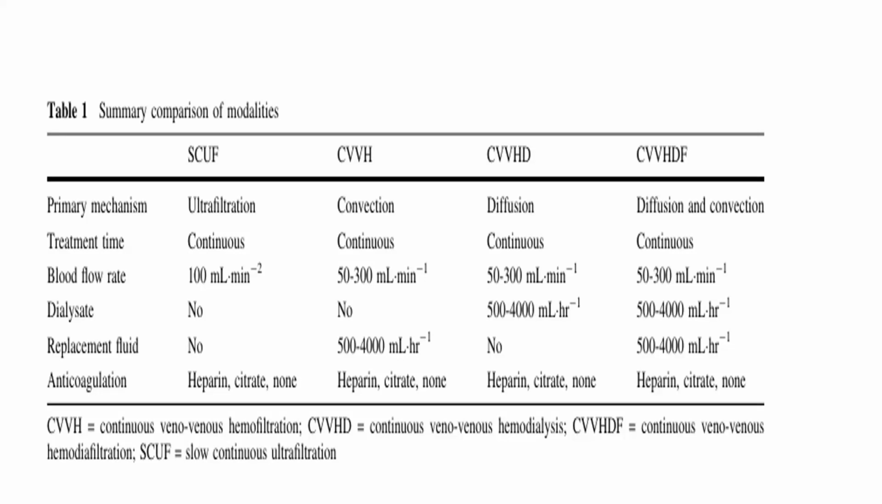Then CVVHD works by the principle of diffusion. Blood flow rate is 50 to 300. Dialysate is 50 to 400. Again, we are using heparin or citrate as anticoagulation. CVVHDF works by the principle of both diffusion and convection, and blood flow rate is 50 to 300. Dialysate is 500 to 4000. Replacement fluid is again 500 to 4000, and we are using heparin or citrate as anticoagulation.